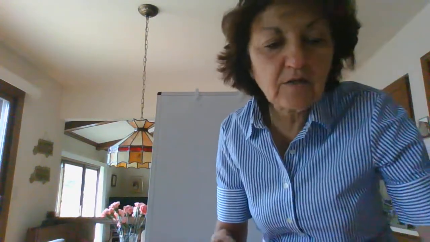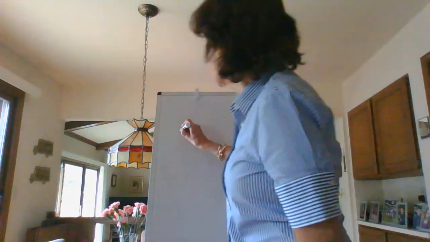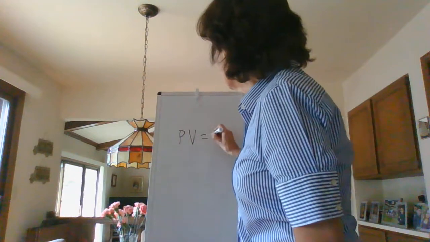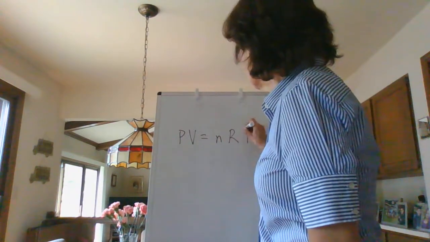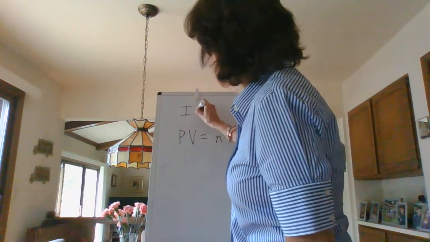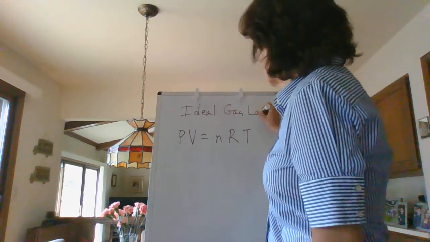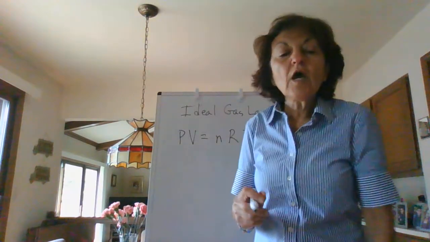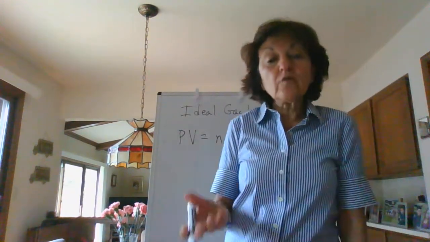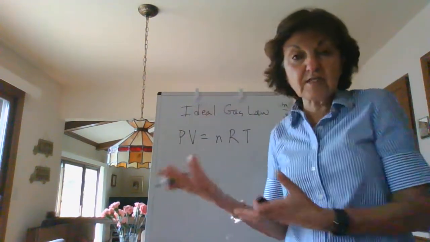What is the ideal gas law? The ideal gas law is PV equals nRT. This is the ideal gas law. Okay, what do we use it for, and what does everything stand for?